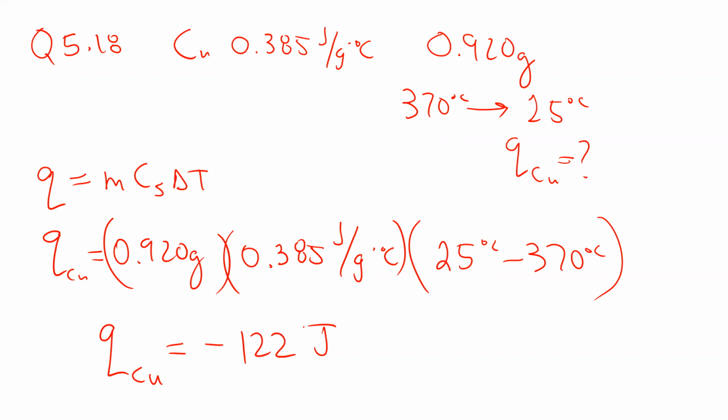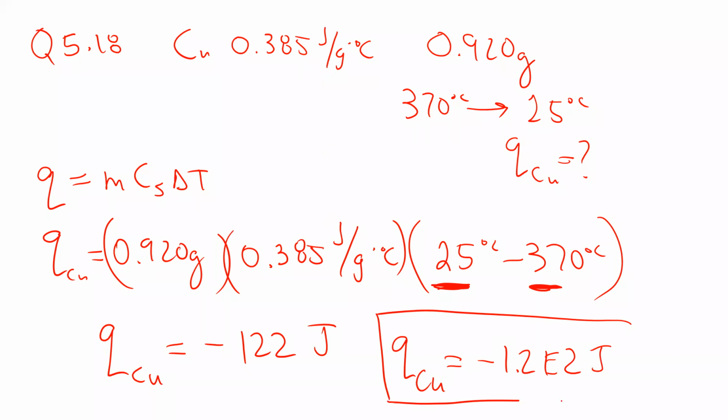joules. And the other tricky part about this one was it's two significant figures because we have no decimal places. This 25 is two significant figures, 370 as written is two significant figures. So the Q for copper should be a negative 1.2 e to the 2 joules. So it should be negative because delta T, we lost energy, and then it should be two significant figures from our temperature change for that question.